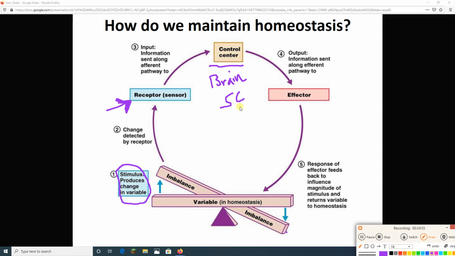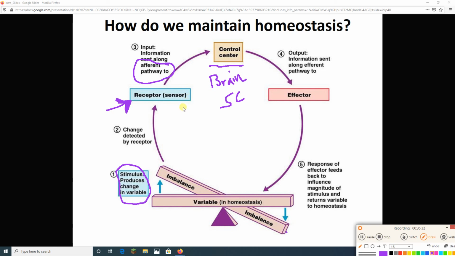The route that the information takes to go from receptor to control center is called the afferent path. Afferent means carrying towards the control center in this case. And the afferent path is often nervous or endocrine in nature. So either a nervous signal, like an electrical signal in your nervous system, or a hormone, a chemical signal in your blood. Now the control center has to compare the current situation with the desired situation and figure out if action is necessary.